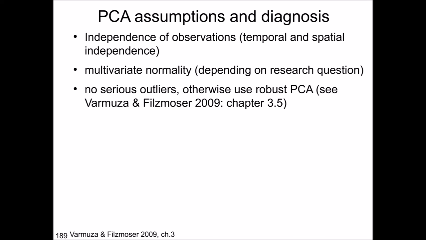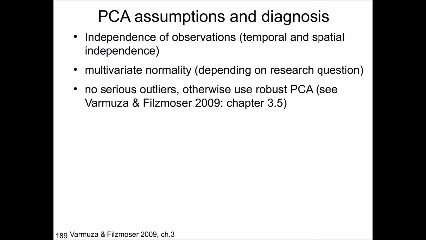We turn to the PCA assumptions and diagnosis. The assumptions of PCA are, as known from other data analysis methods in the univariate case that we've discussed before, that the observations are independent, so that we have temporal and spatial independence, and that we have multivariate normality, although this assumption is not required for all analyses. For example, it is not required if we only want to visualize the data. This can be done reliably even for discrete variables, as long as the data values are numerical and the distances between the discrete values are meaningful.